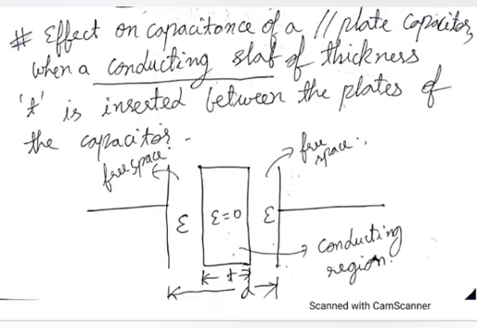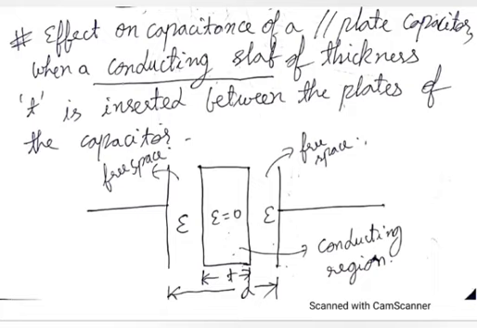Now this is a fresh topic that we are going to start, that is the effect on capacitance of a parallel plate capacitor when a conducting slab of thickness T is inserted between the plates of the capacitor. In the previous topic we inserted a dielectric slab between the plates, while in this case we are going to insert a conducting plate, that is a conductor, but the thickness of the plate would be T, same as in the previous topic.